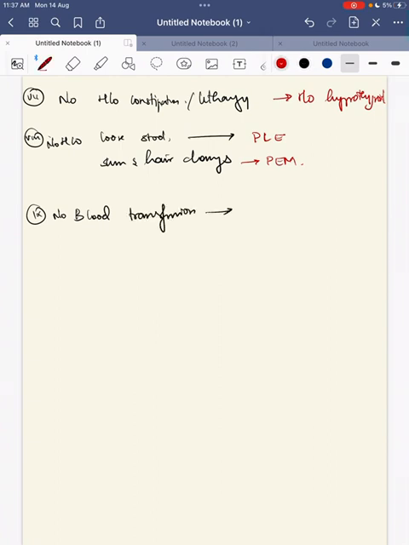The next will be no history of blood transfusions. Why blood transfusion? Because if there was a blood transfusion, hepatitis B and C can be involved. Hep B and Hep C can cause secondary nephrotic syndrome. Okay. Next, this is about the causes. You have found out the cause.